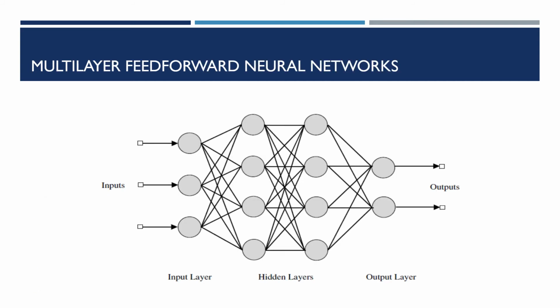Multi-layer feed-forward neural networks. This is the schematic diagram of a multi-layer feed-forward neural network. Here, each layer of neurons is connected to the next layer of neurons. The inputs are given to these neurons, and the outputs of these neurons are given as the inputs of the next layer of neurons. This layer is called the input layer, this layer is called the output layer, and the middle ones are known as hidden layers.